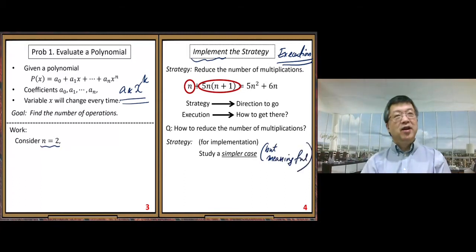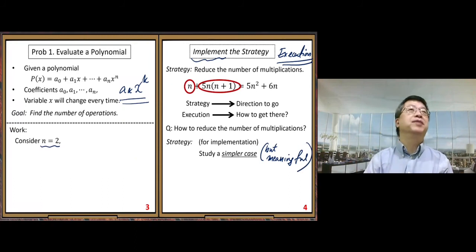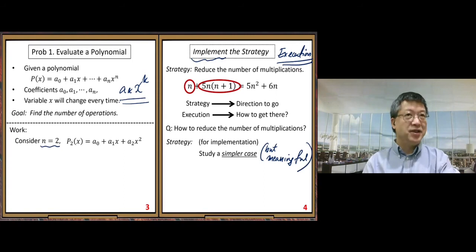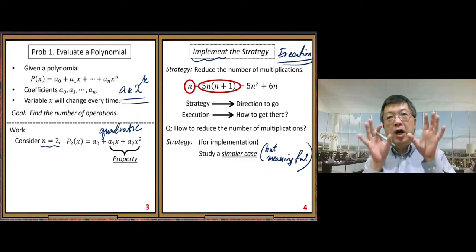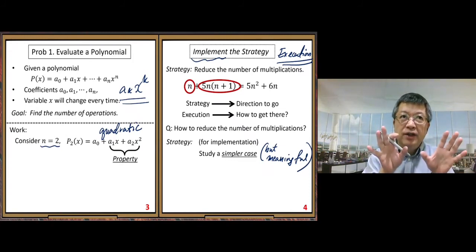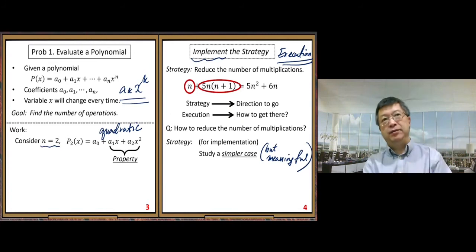Also important. Meaningful case, also important. Here, n equals 2, we have a meaningful case, because here our polynomial is a quadratic polynomial. Degree 2, quadratic polynomial. The name is not very important, but here we just work on it, quadratic polynomial. All right, let's do the critical observation to find a useful property here.